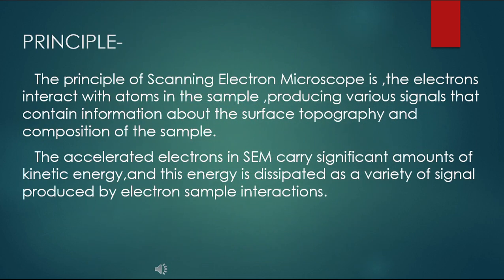Principle. The principle of scanning electron microscope is that electrons interact with atoms in the sample, producing various signals that contain information about the surface topography and the composition of the sample. The accelerated electrons in SEM carry a significant amount of kinetic energy, and this energy is dissipated as a variety of signals produced by electron-sample interactions.